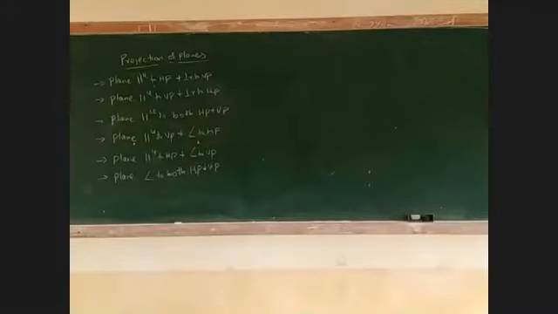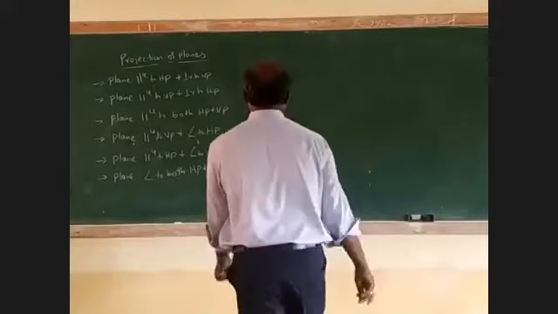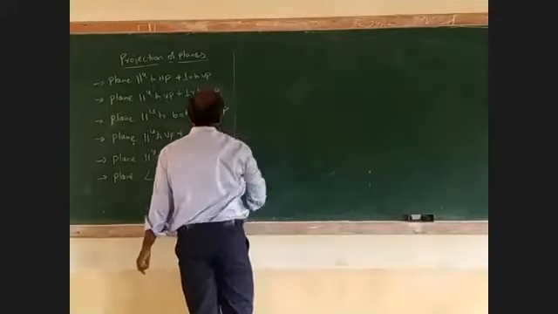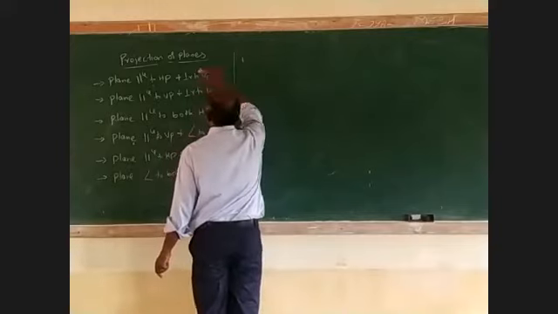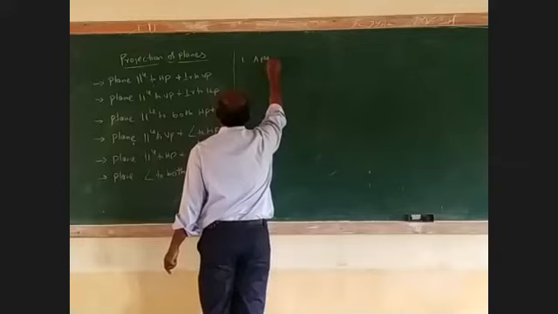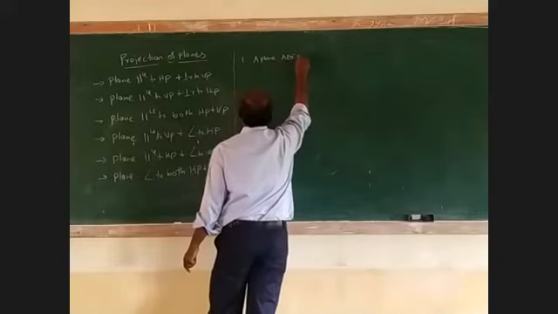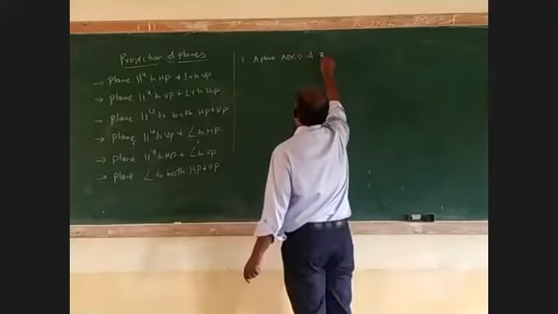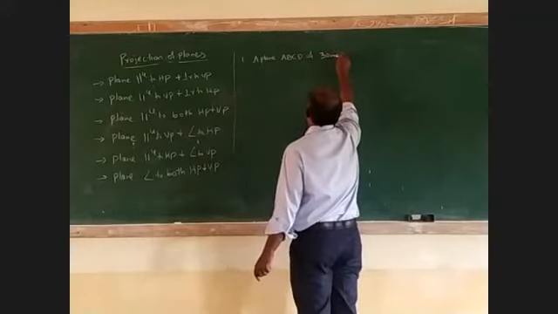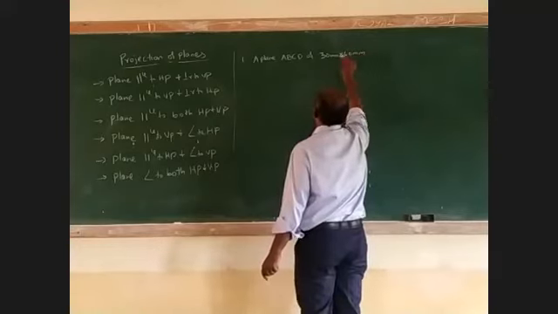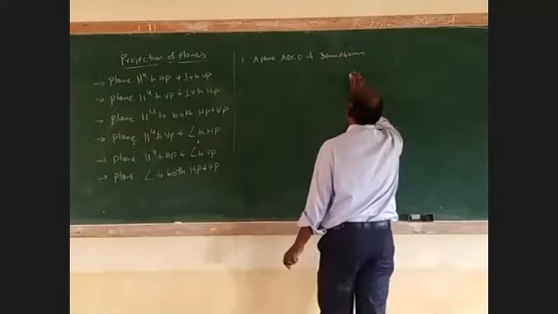Okay. First condition we have to take. What is the condition we have to take? First question, take it. A plane ABCD of 30 mm into 40 mm. It is a rectangular plane.